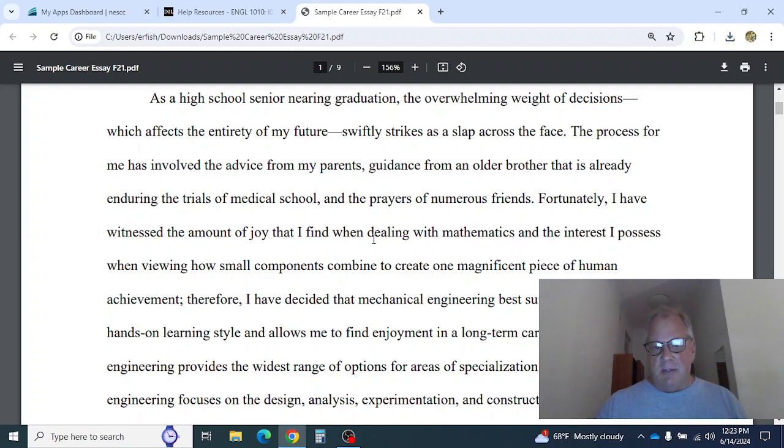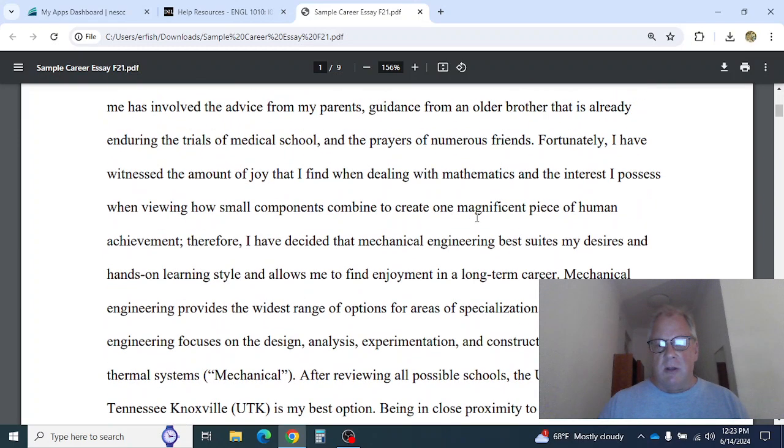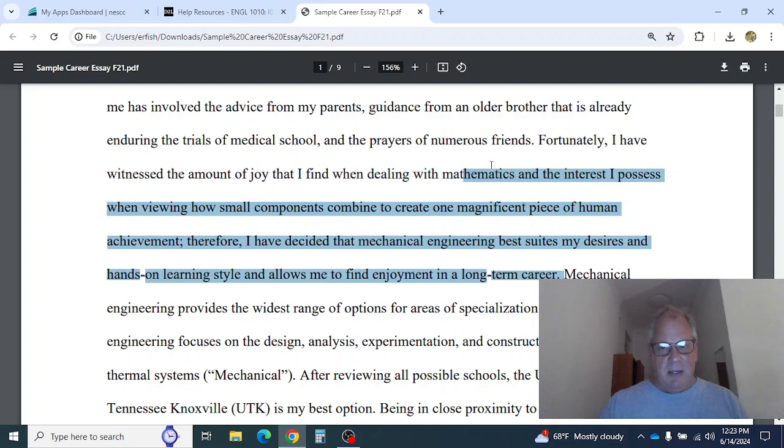I have witnessed the amount of joy I find when dealing with mathematics and the interest I possess in viewing how small components combine to create one magnificent piece of human achievement. I've decided that mechanical engineering best suits my desires and hands-on learning style allows me to find enjoyment in a long-term career. That's kind of his thesis right there, right?